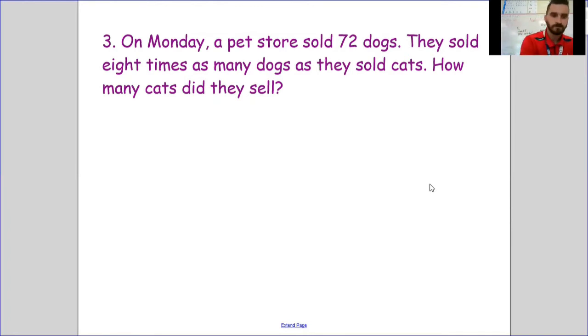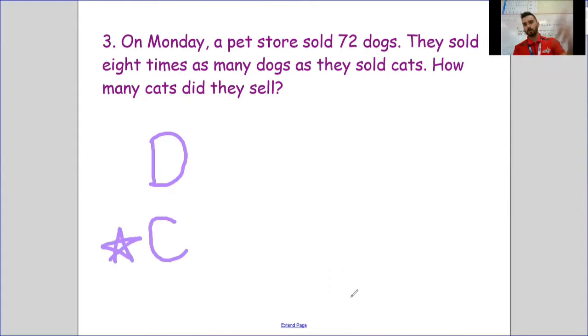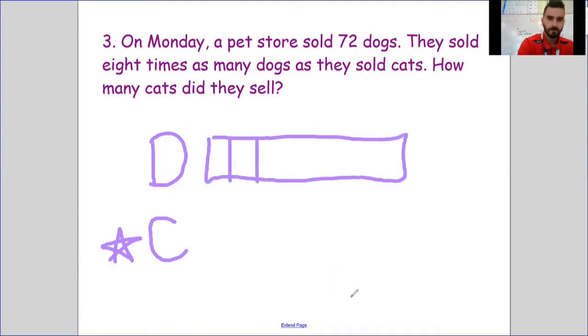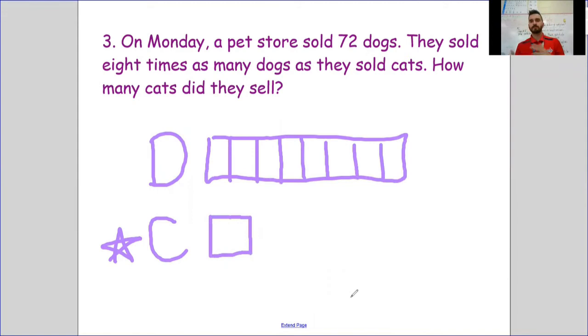Pull them out. Don't forget your star. The question wants to know how many cats. So I'm going to put a star beside that C. And now I'll draw my picture. Okay, so I got to figure out where my boxes are going. It says 8 times as many. Somebody's getting 8 boxes. It says 8 times as many dogs, which means that we're getting 8 boxes here. And 1 box here.